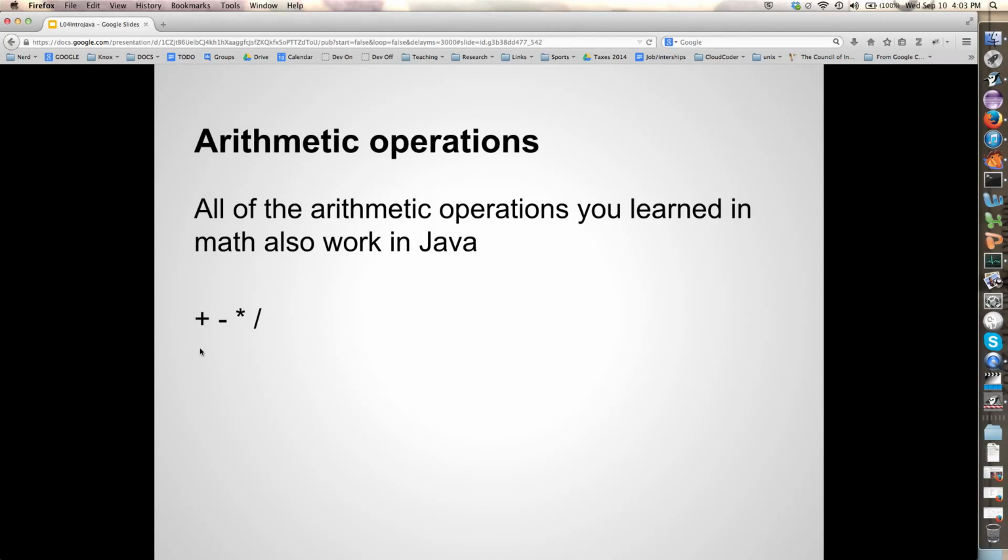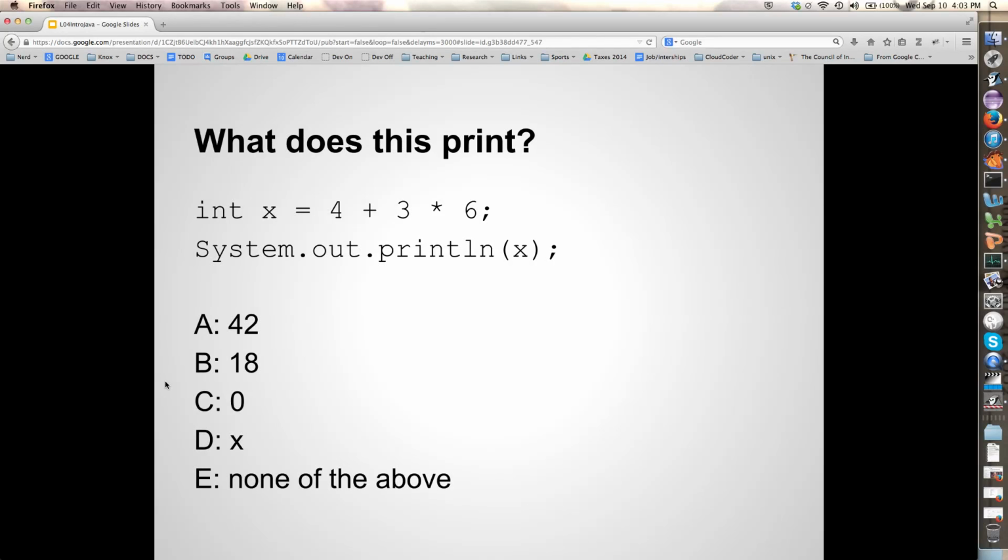So arithmetic operations. All of the arithmetic operations you learned in math also work in Java. Plus, minus, multiplication, division. There's actually more, but we'll start with the basic ones. So let's try this out. Int x is assigned 4 plus 3 times 6, and we're going to print out x. What is this? I'll give you a chance to try that out in the Moodle.